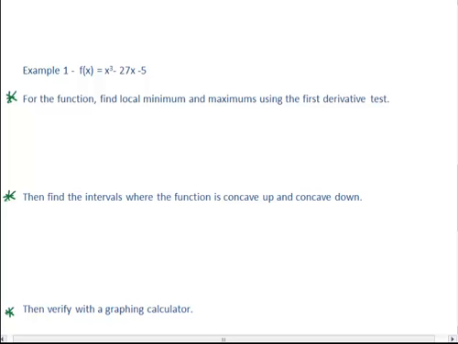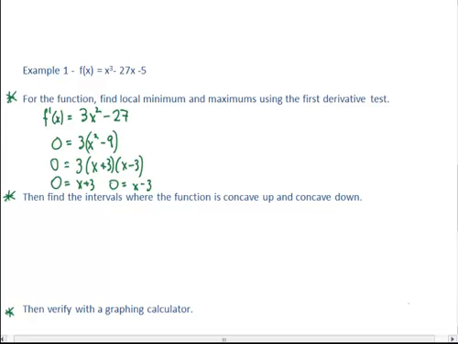What I'd like you first to do is take the first derivative for this first part and find the critical points. I've taken the derivative, I factored out a 3, I then factored the x squared minus 9, and I have two critical points at x equals -3 and at x equals 3. The next part is to draw a number line to do interval testing.